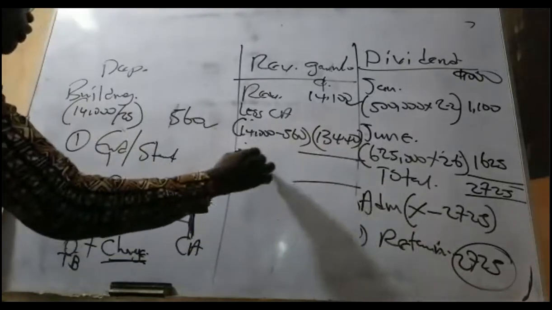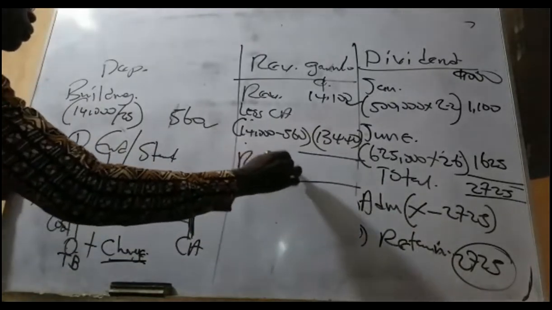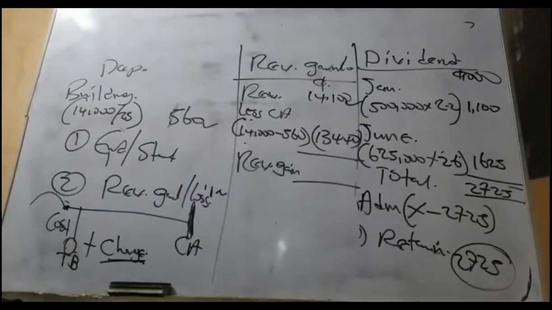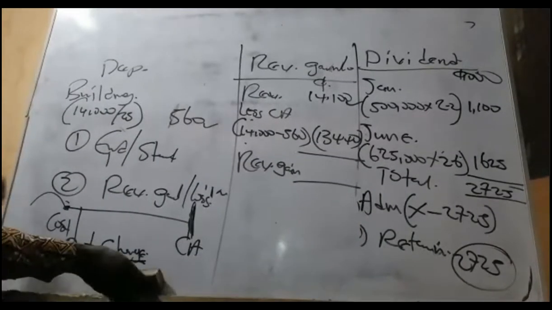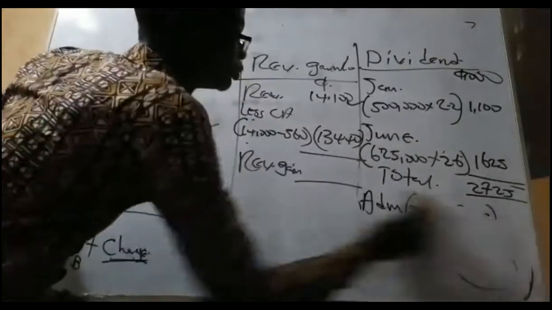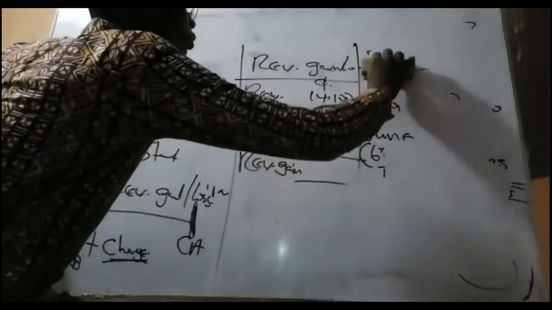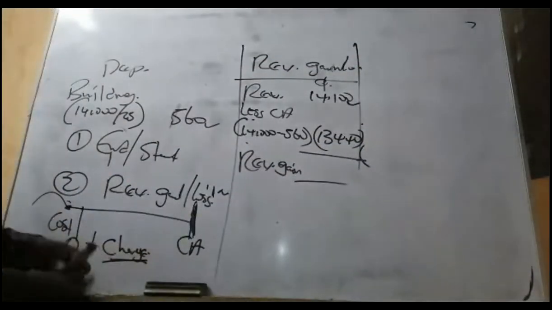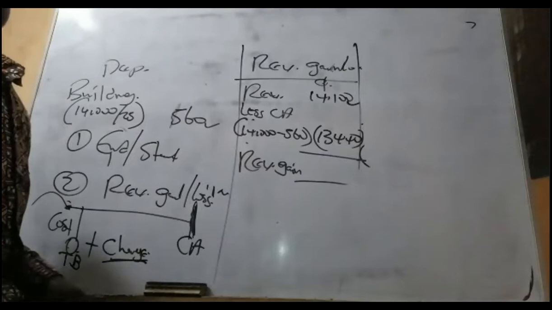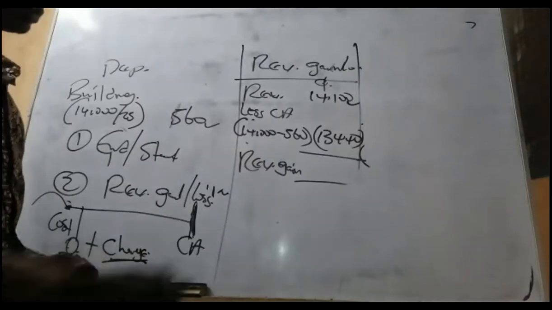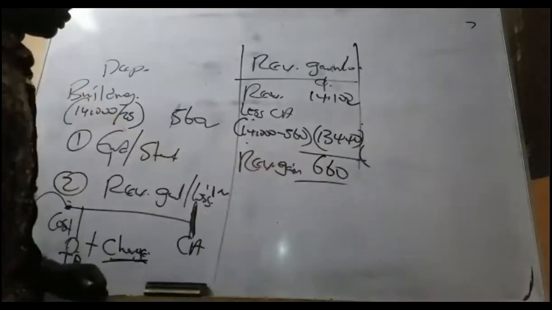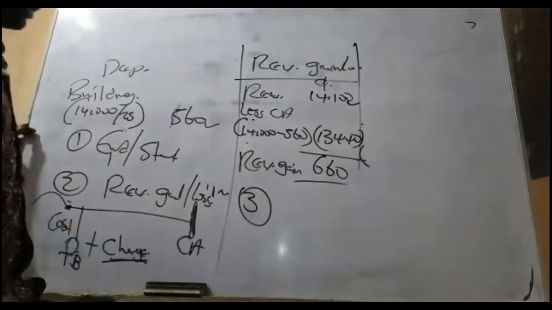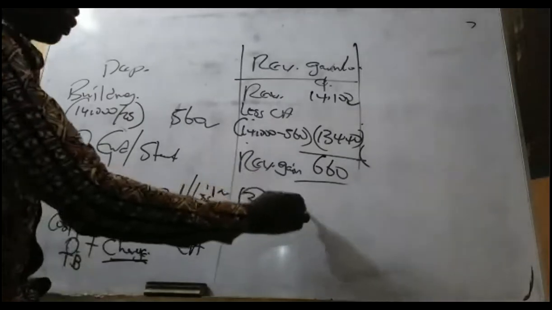So is there any gain or loss? So there's a revaluation gain, agreed? The revaluation gain, friends online. The revaluation gain of what? 660. Now that's step 2. Step 3, accounting treatment. That's all.